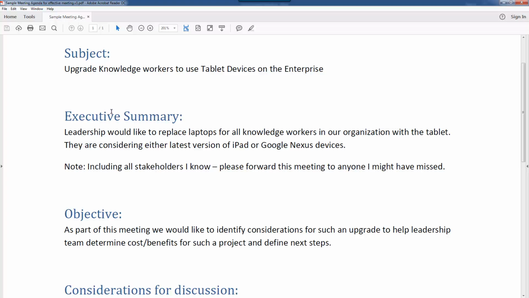and it also mentions the possible solution. Right? And there is a note from the meeting organizer, being myself, this is just a sample, that says, include all stakeholders I know, right? But there might be others, so please forward this meeting to anyone I might have missed. There's a certain possibility that whoever organizes the meeting could miss somebody in the invitation. And that comment would certainly help bring more people that need to participate if somebody accidentally got missed.